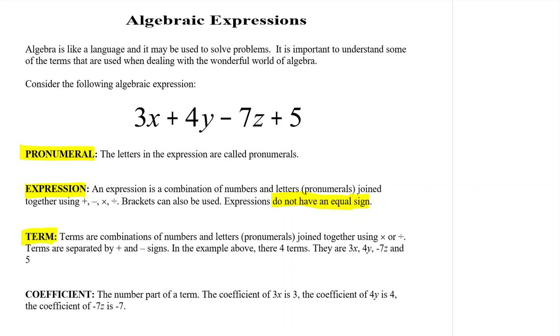And in that expression, we have terms. The terms are the combinations of numbers and letters that are joined together. And the easiest way to count them is to look for the plus and minus signs. So 3x is a term. Then I have a plus sign. The 4y is a term. The minus 7z is a term. And the 5 is a term. So there are 4 terms in that expression.